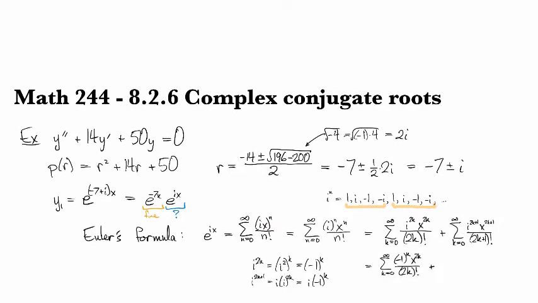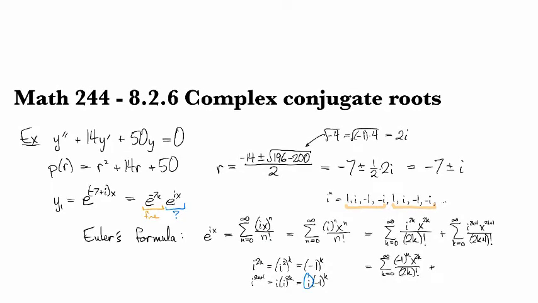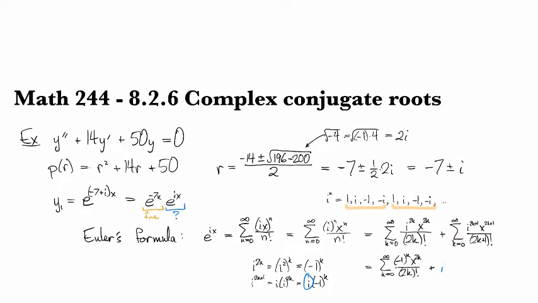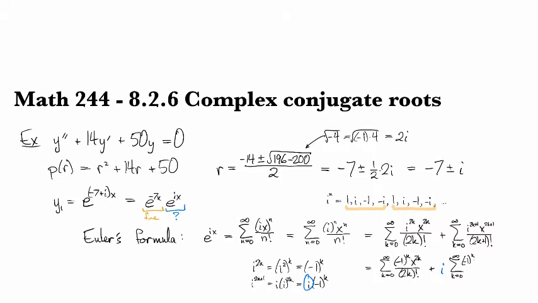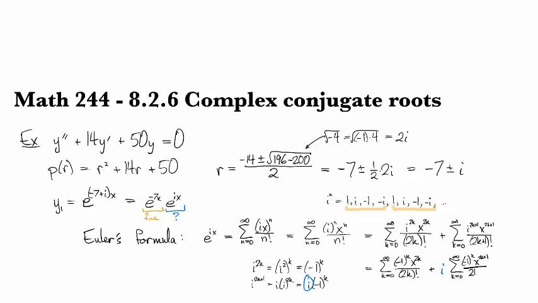So it looks like that. So I'm going to take that one factor of i right here, and I'm going to write it out in front of the series. And then the rest I'll put inside. And so we have (-1)^k x^(2k+1) over (2k+1) factorial.